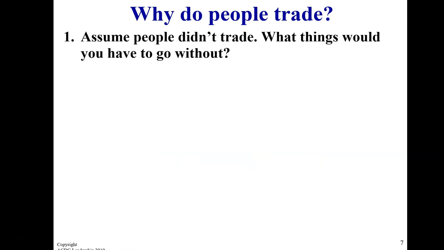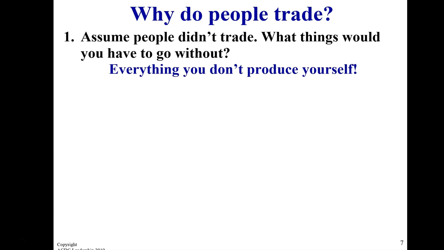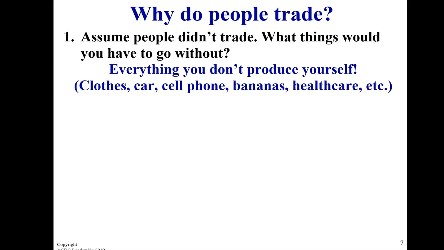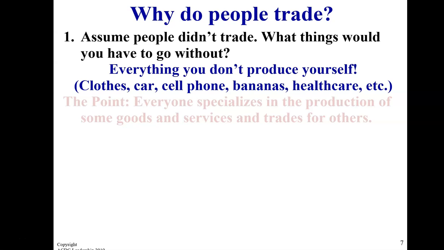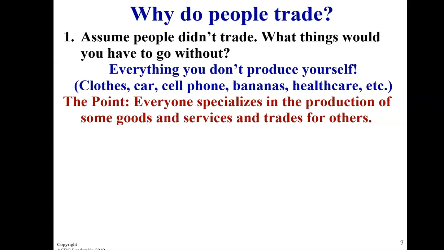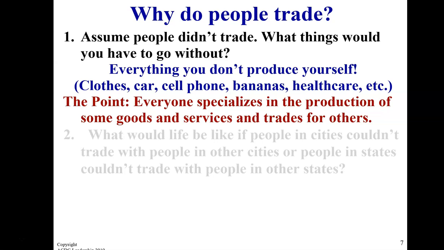Assume people didn't trade. What things would you have to go without? You do not produce everything you use yourself. Clothes, cars, cell phones, bananas, healthcare. Everyone specializes in the production of some goods and services and trades for others.